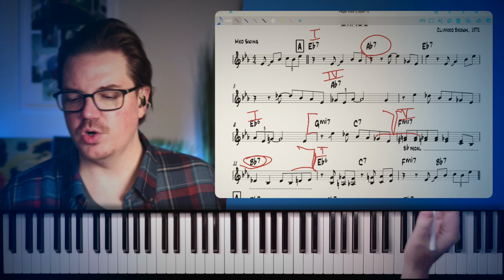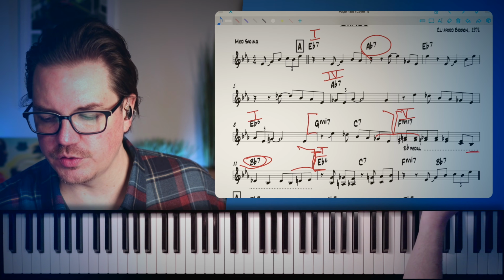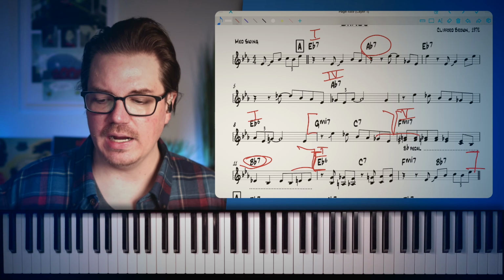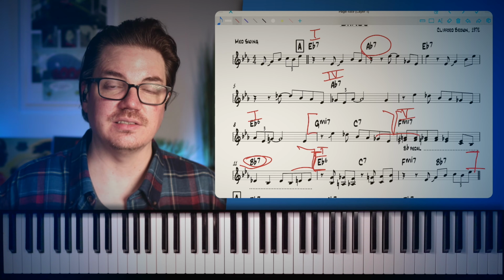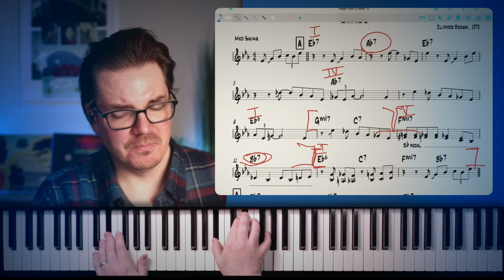And the last thing for us to notice is what happens in these last 2 bars. Instead, again, of just camping out on the 1 chord for 2 more measures, we're adding some variety by inserting some extra chords. In this case, a turnaround, a 1, 6, 2, 5.